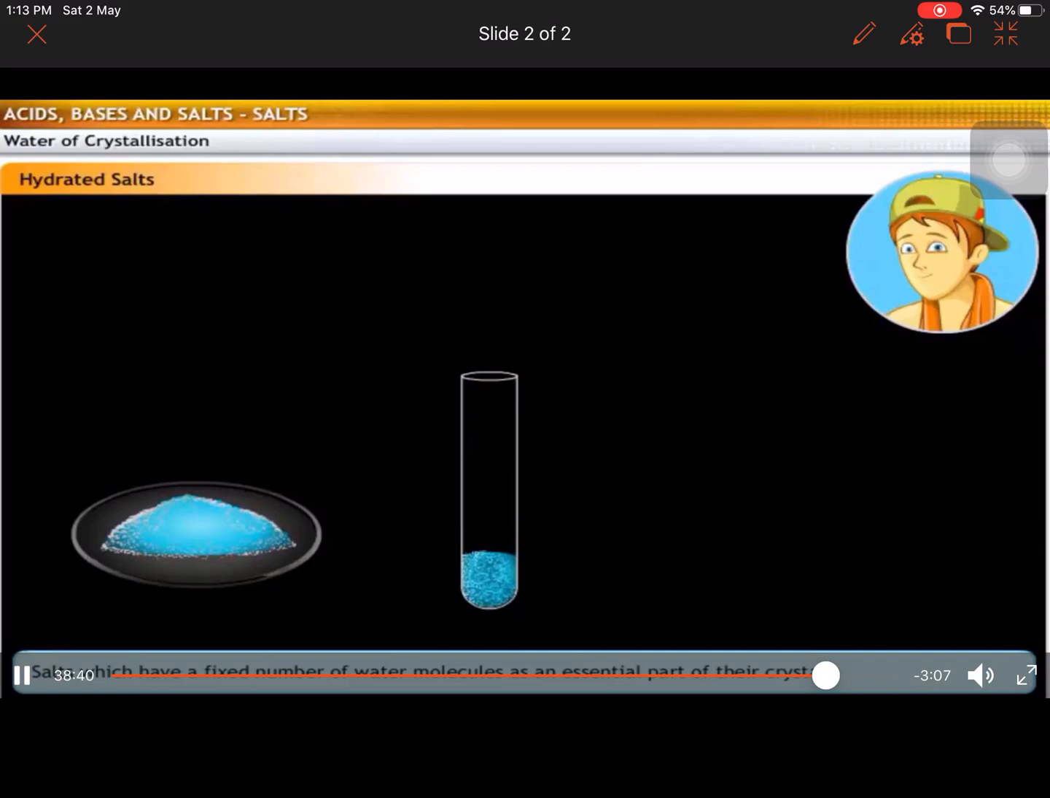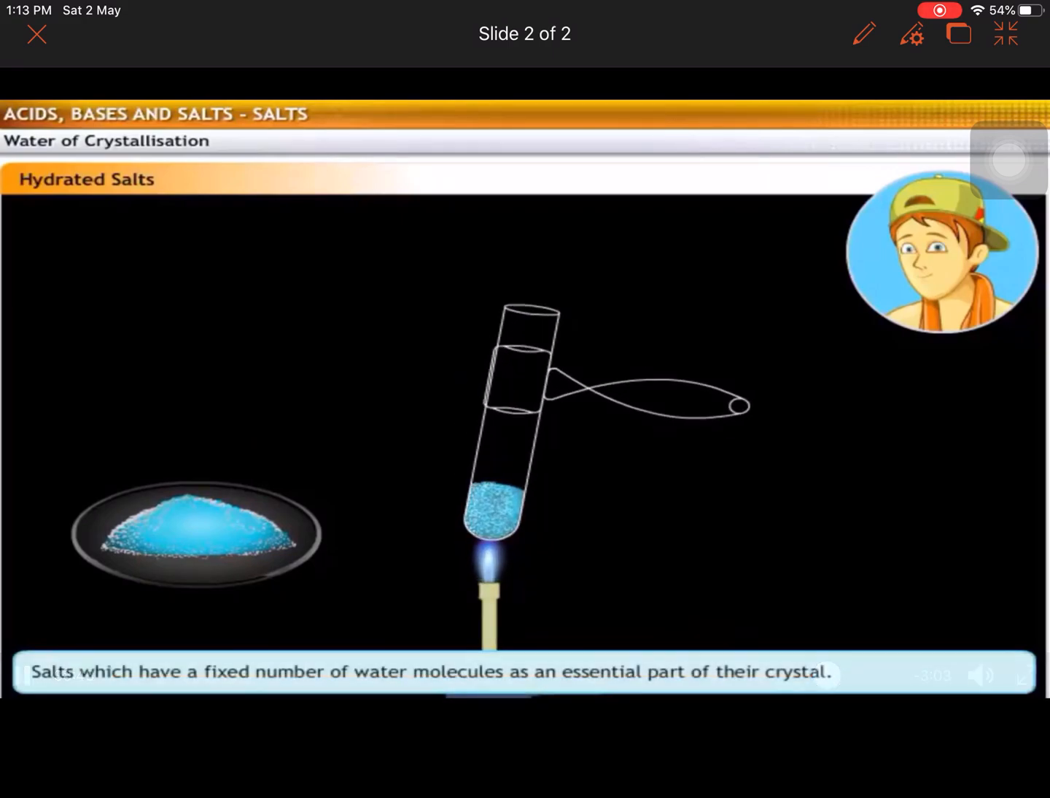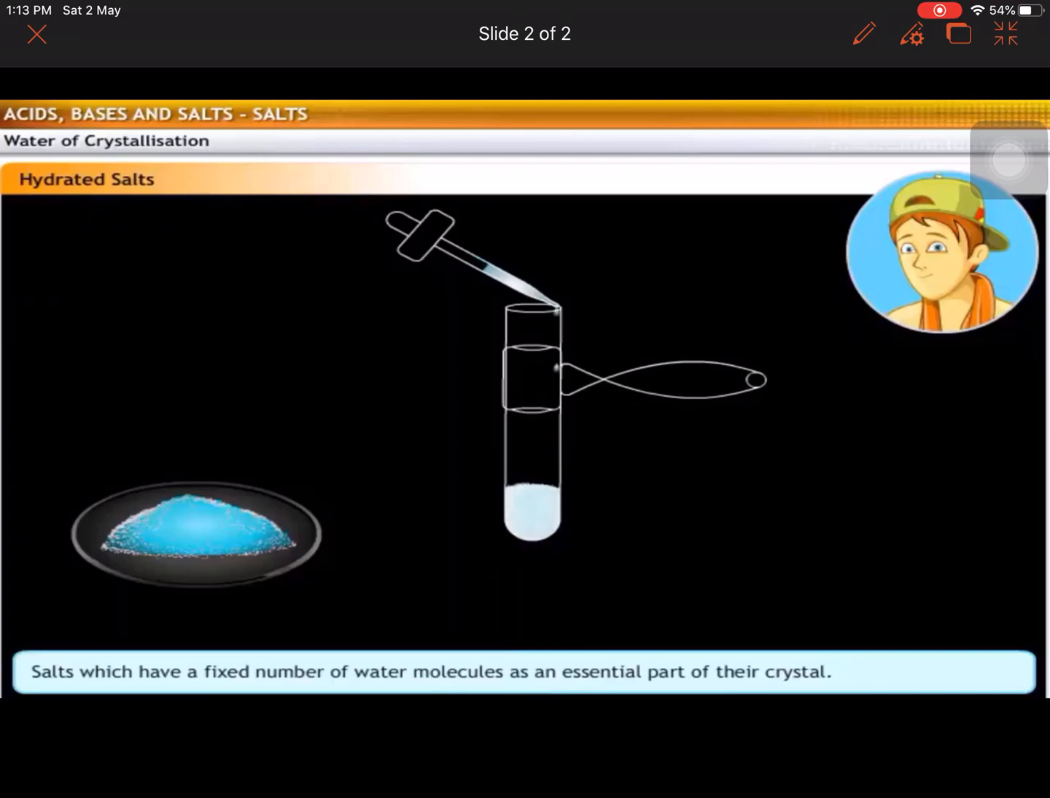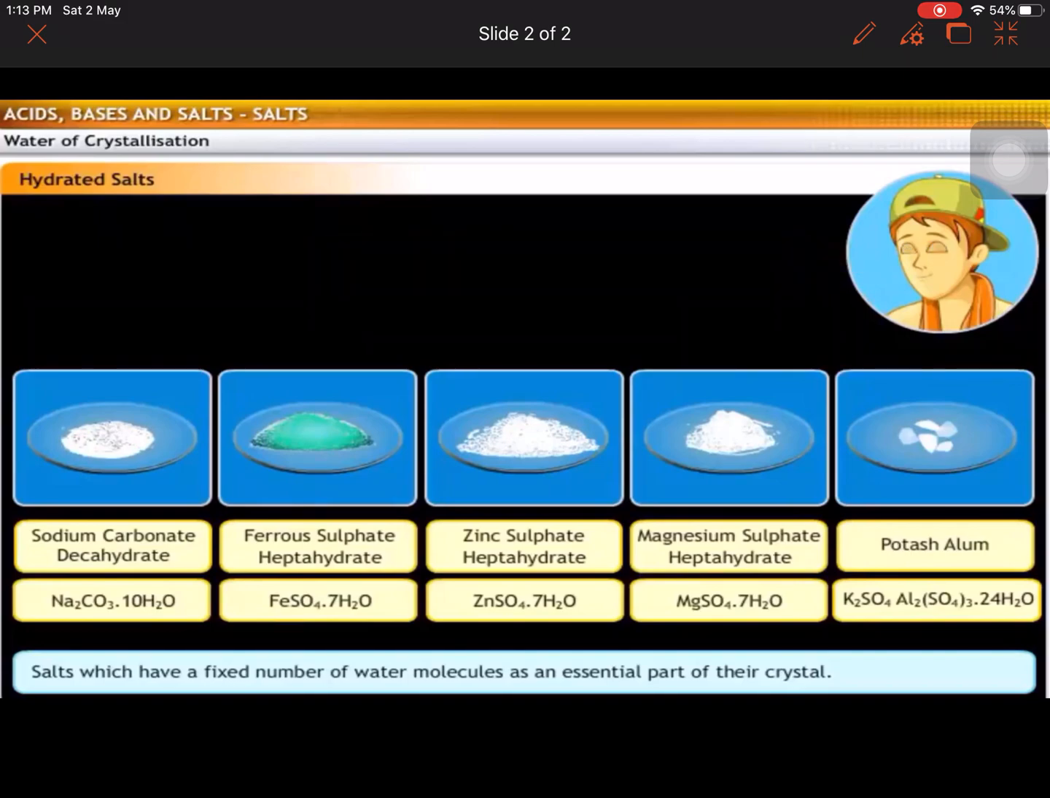Hold the test tube with a pair of tongs and heat it using a Bunsen burner. See the animation. Observe that the blue-colored copper sulfate turns white. When this powder is moistened with water, the blue color reappears. Do all salts have water molecules in their crystals? Not all. Only some salts have water molecules in their crystals.